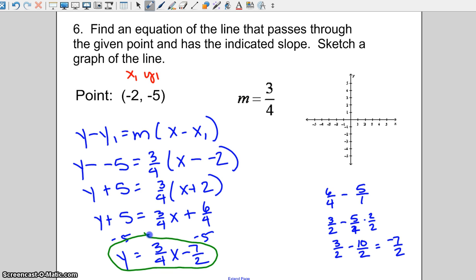And now we need to sketch the graph of that line. Negative 7 halves will be about negative 3.5, so about right there. And then from there we're going to go up 3 and right 4. So 1, 2, 3, 4. Put a point and then draw your line through your 2 points.